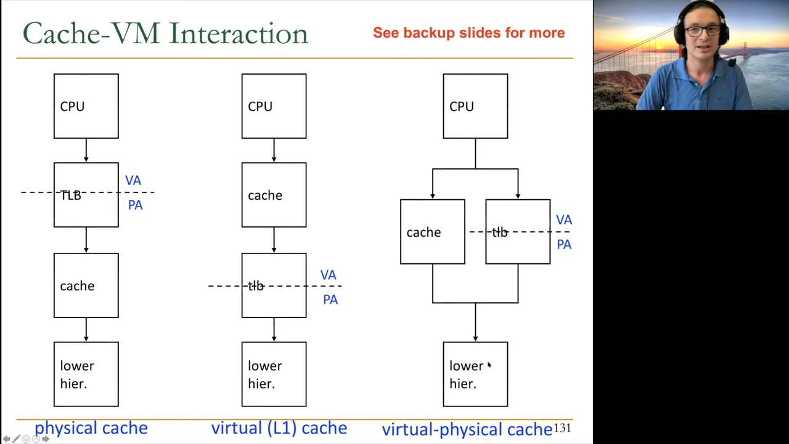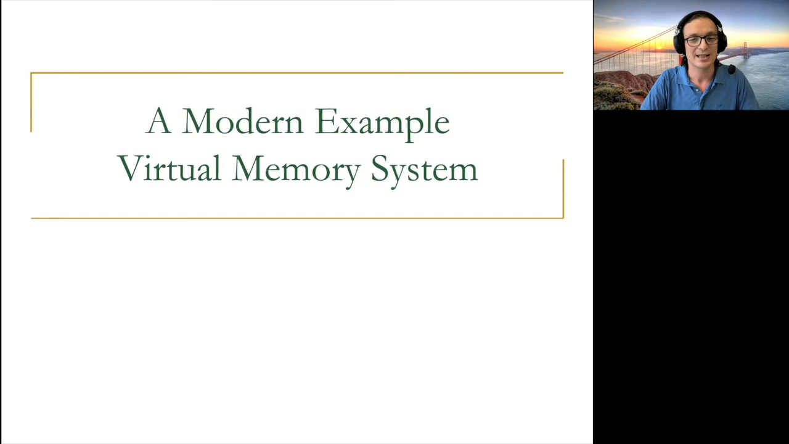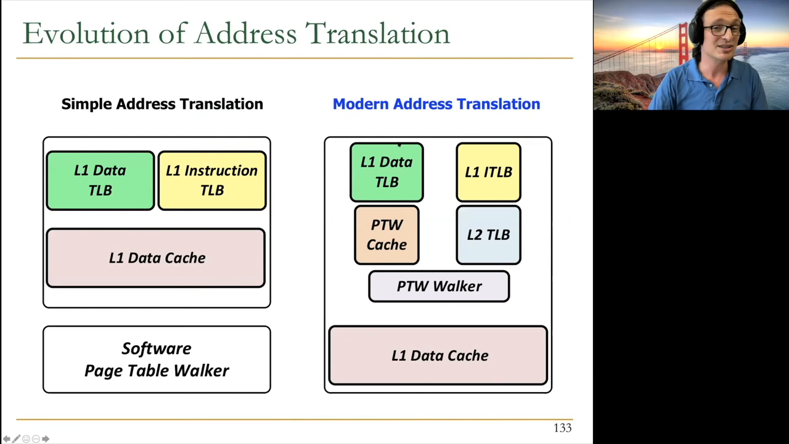Let me now quickly go over a modern virtual memory system in Intel Skylake, and then we're going to transition to the epilogue part. So address translation has evolved a lot. This is simple address translation in earlier systems. You have an L1 data and an L1 instruction TLB, and the L1 data cache, which is not part of your translation system, but usually you do it concurrently with the L1 data cache, as we discussed. And then there's a software page table walker like MIPS.